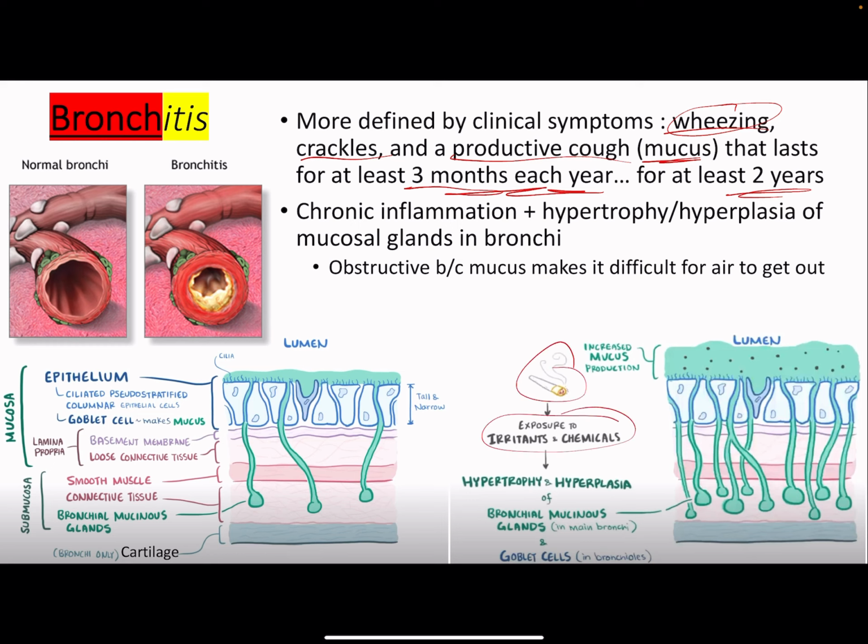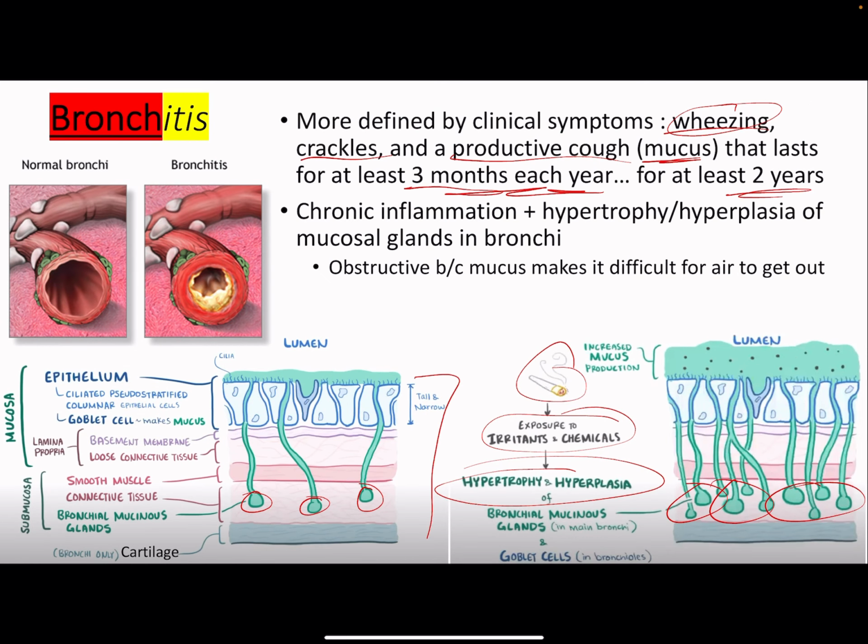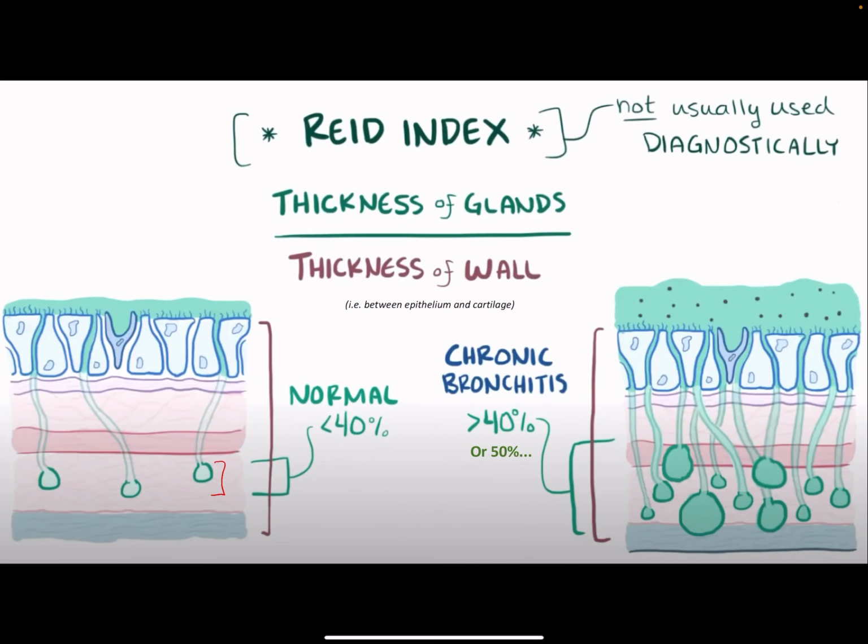The cigarette irritants cause hypertrophy and hyperplasia of the mucosal glands. Here, this is what a normal mucosal gland looks like. Notice they're kind of small. Now there's going to be a lot more hypertrophy and hyperplasia, bigger and more of them. In fact, you can use this as a diagnostic index. This entire thing is the mucosa and the submucosa: the epithelium, the goblet cells, pseudostratified, lamina propria, connective tissue, cartilage, etc. If you just take the mucosal glands and divide this by the entire thickness of the wall, it should be less than 40%. This is well less than 40%. But if you have hypertrophy and hyperplasia from here to here, this now might be greater than 40%. Some people say greater than 50%. This is the Reid index. This can be diagnostic, although again, we typically use clinical features. This is kind of hard to measure.